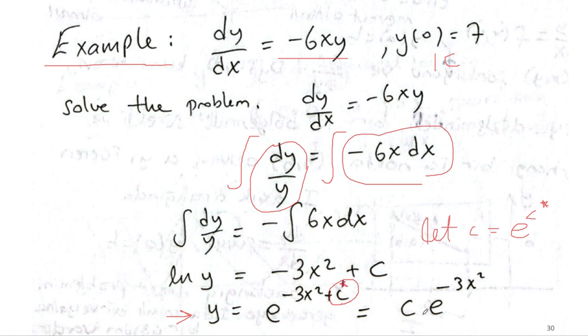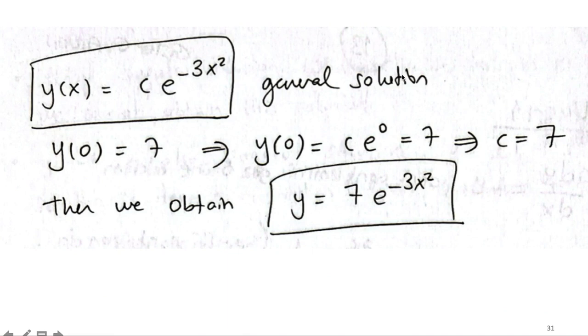We can rewrite this as another arbitrary constant c times e to the power minus 3x squared. Of course, then we need to solve for c by using the initial condition, and we can use y of 0 equals 7, and this means c equals 7. So now we obtained here the special solution.